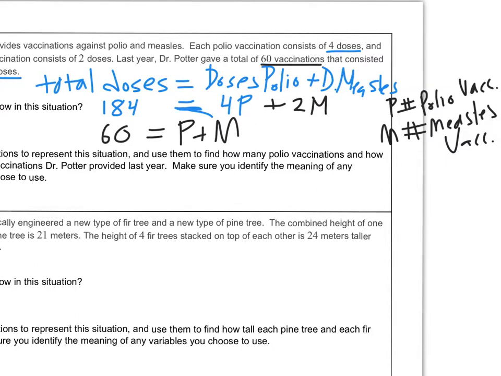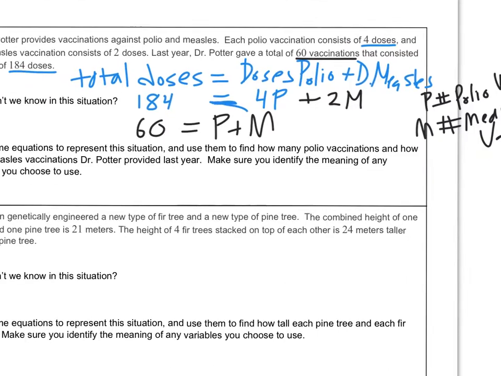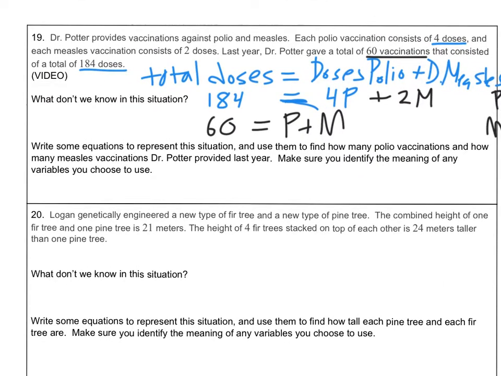With the stuff that we have here, I think that elimination might be a pretty good idea. There's not a lot of room, so I'll try to make some sense of this. I might try to multiply the bottom by -2 to cancel out the measles ones. So that'd be 184 is equal to 4P plus 2M, and -120, I'm doing times -2, is equal to -2P plus -2M.